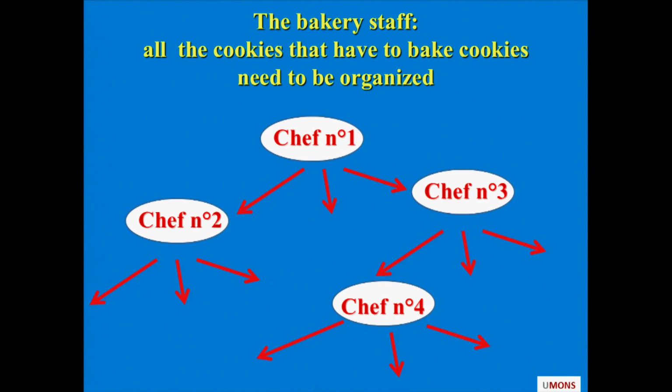In the bakery, the staff is organized. You have chefs, like chef number 1, can give orders to chef number 2 and 3. Chef number 3 can give orders to chef number 4, and so on. So everything has to be really strictly well organized.